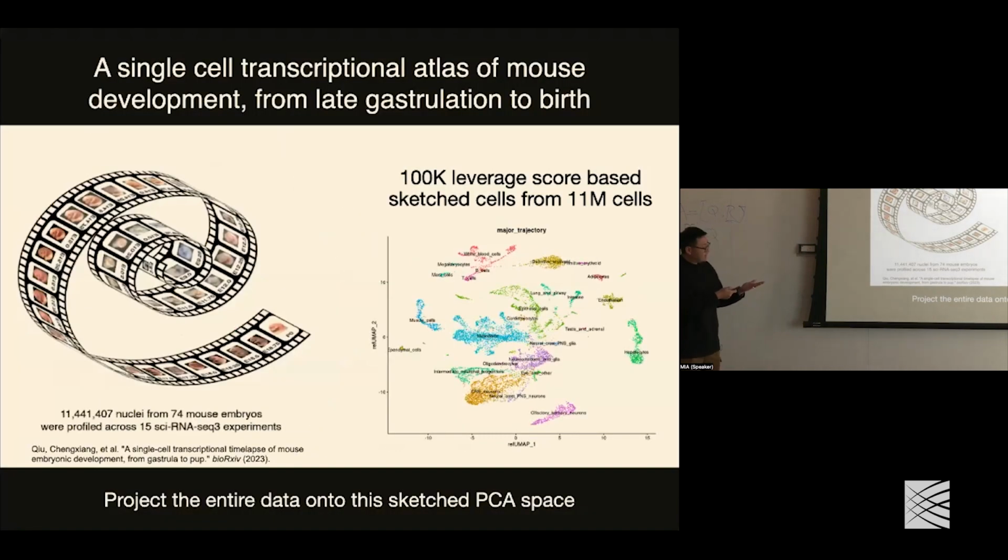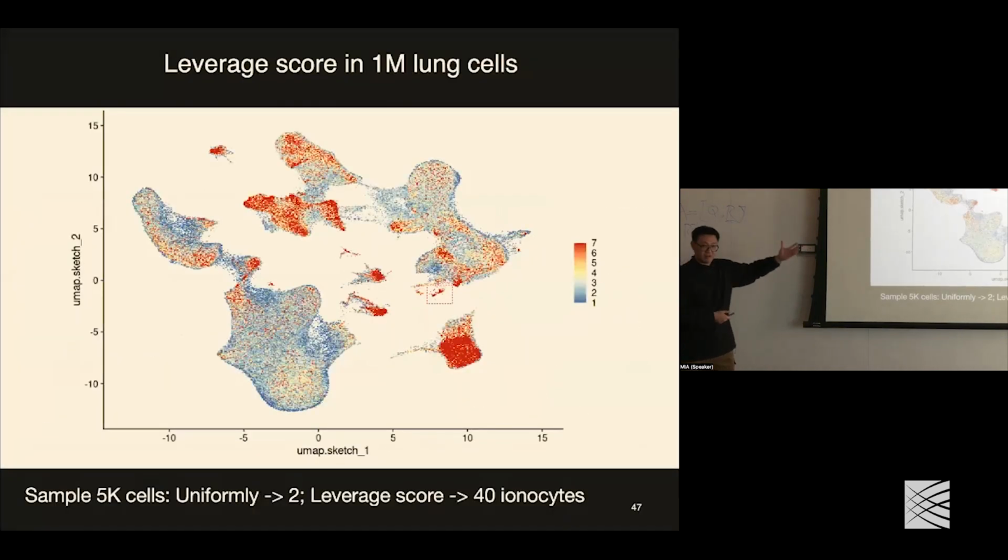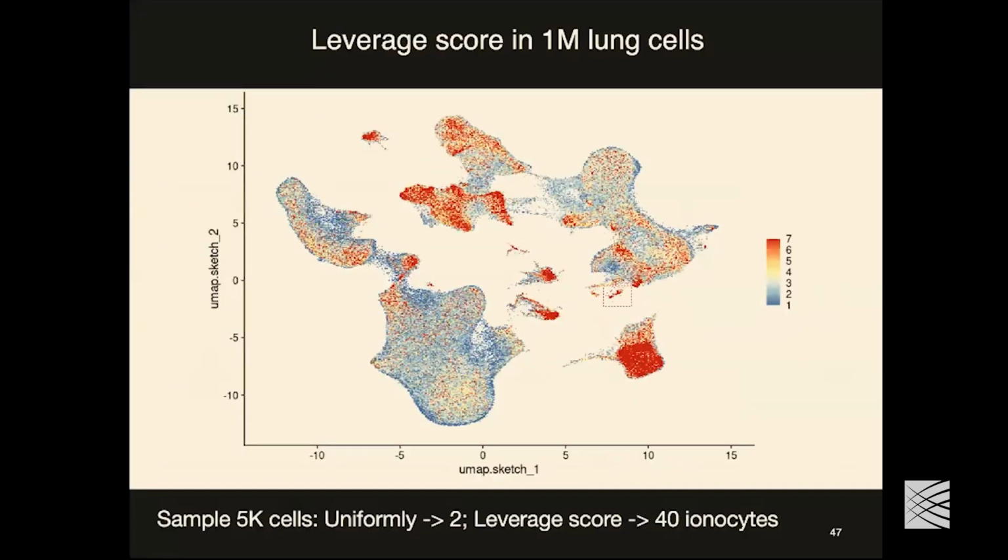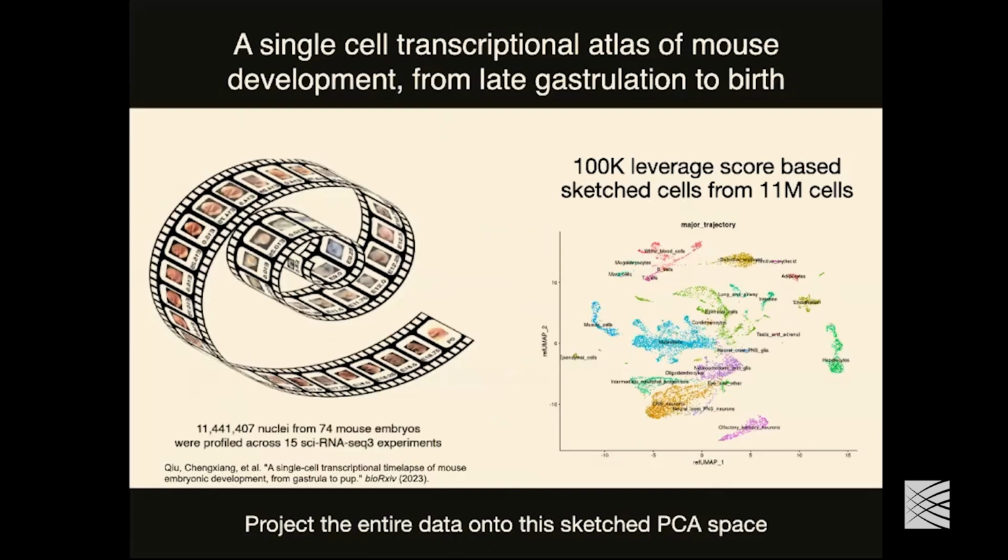And right, sorry, yeah, like here, we still talk about 1 million. What's the limitation of sketch integration? Then we just try to see how big a data set we can handle. And this year, the Jay Shendure lab has a new data set. That's a single-cell transcriptional atlas of the mouse embryo from late gastrulation to birth. Right now, they have over 11 million cells.